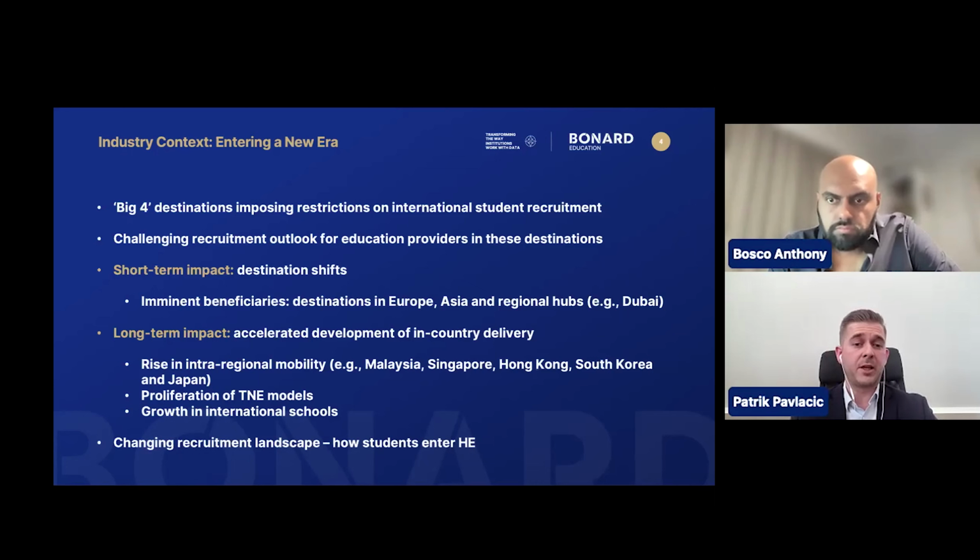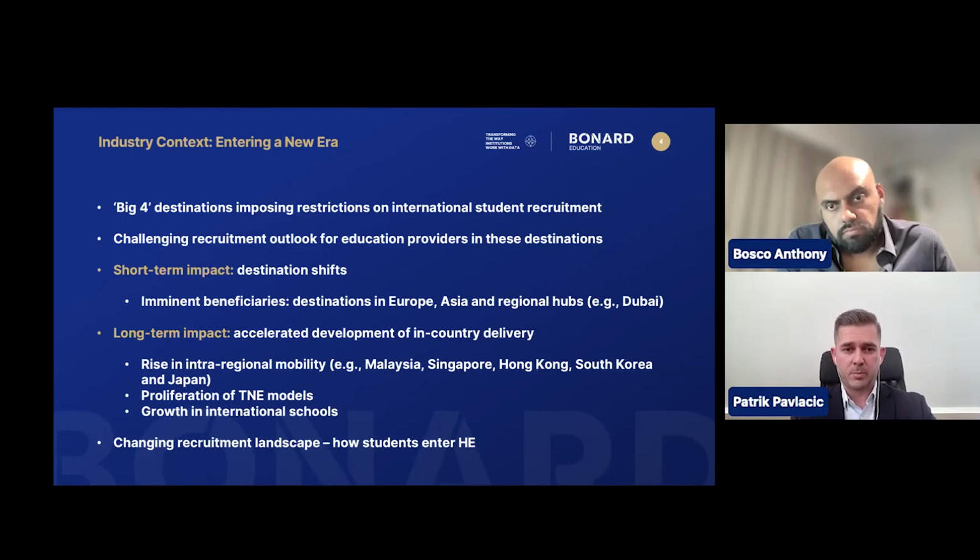We've seen proliferation of TNE models in all their forms and shapes, and we believe that this trend is going to continue also in light of the restrictions in some destinations like Australia. We've seen a lot of activity in the TNE field in recent months. And it's also related to the growth of international schools, which are again contributing to the development of the local supply. So more and more education is also taking place in students' home countries, compared to the last decades.